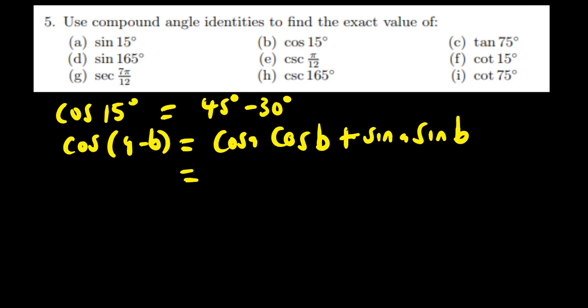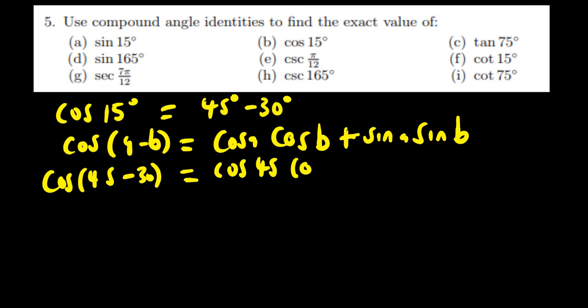Okay, then you solve. In this case we've got 45, so we're finding cos(45 minus 30), which will give us cos 45 cos 30 plus sine 45 sine 30. Okay, so what are we going to do? We're just going to replace.